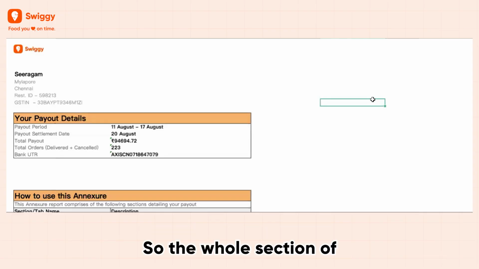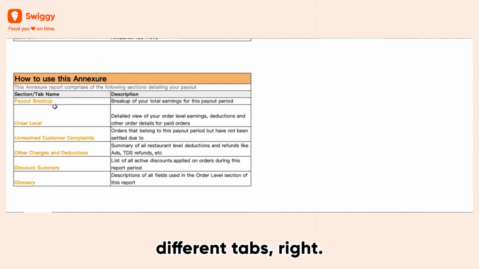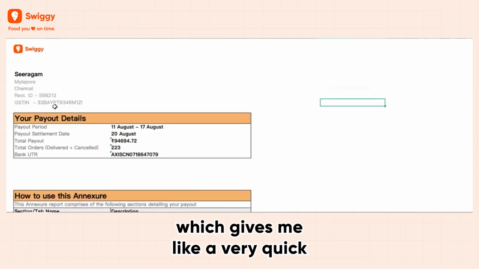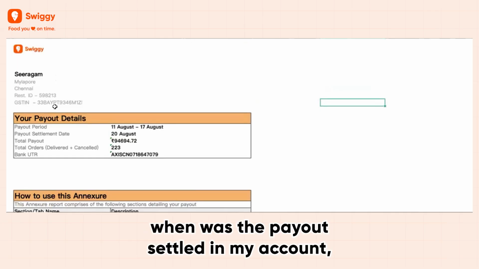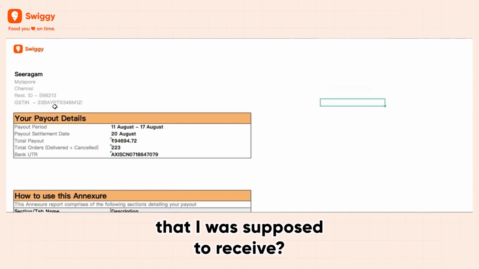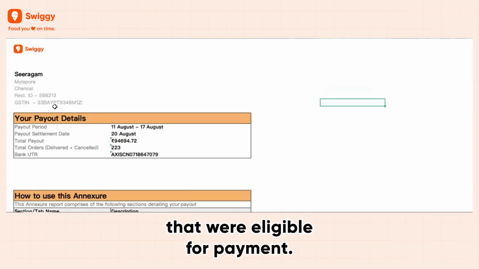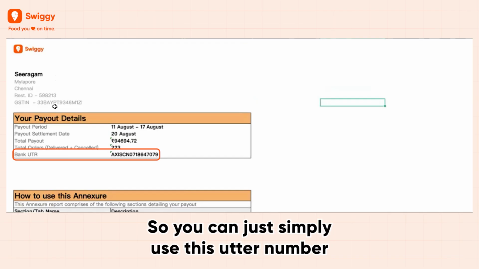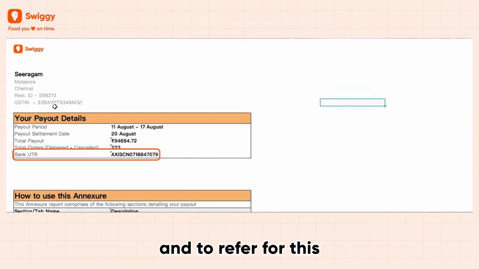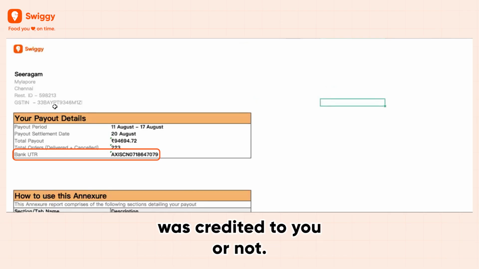The whole section of annexure is divided into six different tabs. The first one is the summary, which gives me a very quick understanding of what the payout cycle was, when the payout was settled in my account, and what the overall amount was that I was supposed to receive. Overall orders is the sum of my delivered and cancelled orders that were eligible for payment. We've also included the UTR number here, so you can simply use this UTR number to refer to this particular transaction in your bank account. This gives you an understanding of whether the right amount was credited to you or not.